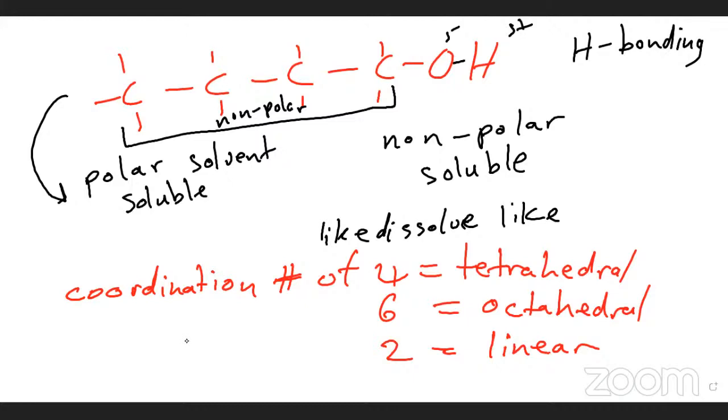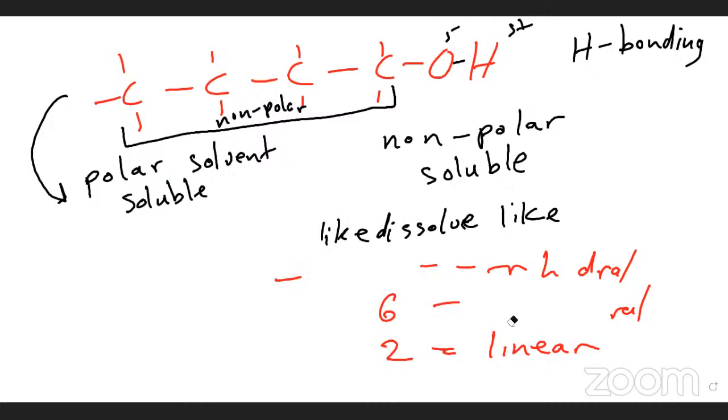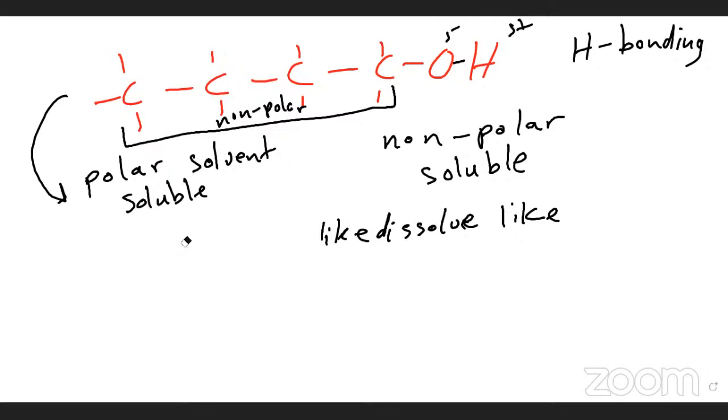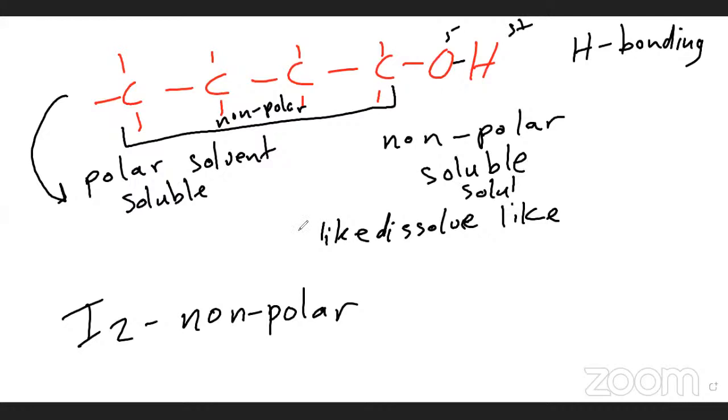If it was iodine, I2, give me a second. I2, it's strictly non-polar. There's nothing polar about it. So since it is non-polar, it will only be soluble in the non-polar solvent, and it would be insoluble in the polar solvent like water. So I2 would be insoluble in the polar solvent and soluble in the non-polar one. And the alcohol, it would be soluble in the two of them.